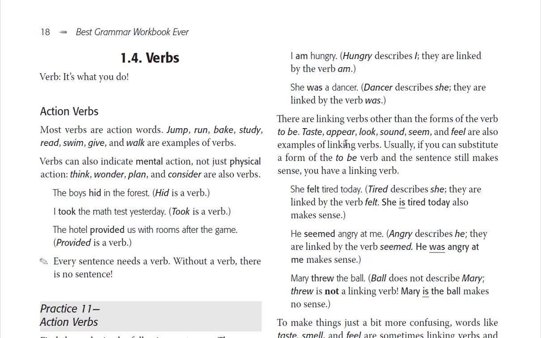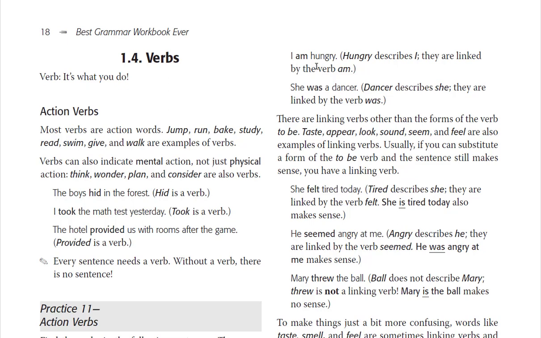So there are linking verbs other than the forms of the verb to be. You have taste, appear, look, sound, seem, and feel. And another word for linking verbs is stative verbs. These are verbs that link the subject with the adjective. And so this is the only time that the adjective will come after the noun.